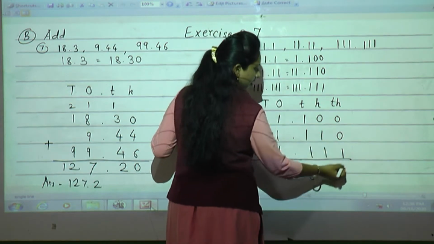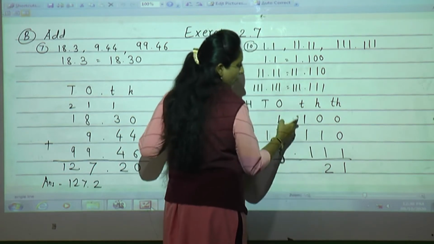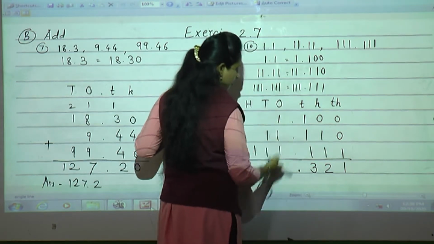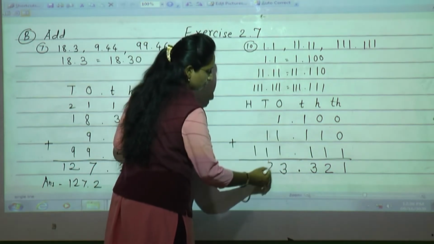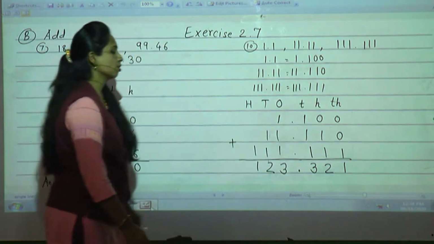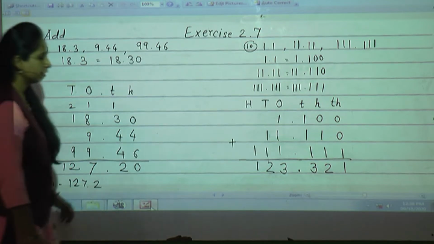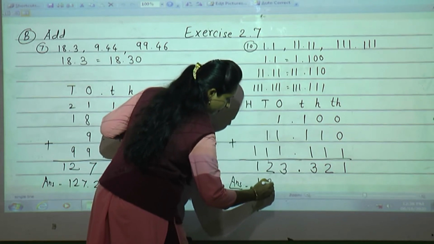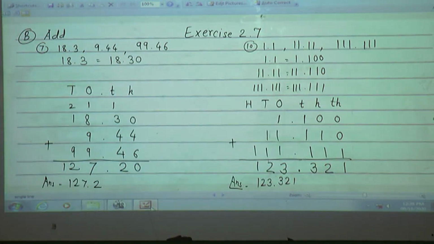0 plus 0 plus 1 is 1. 0 plus 1, 1. 1 plus 1 is 2. 1 plus 1 plus 1 is 3. And give the decimal point at the same place. 1 plus 1 plus 1, 3. 1 plus 1, 2. 1 as it is. So what is the answer here? 123.321. You can write once again here as the answer, 123.321. Clear?